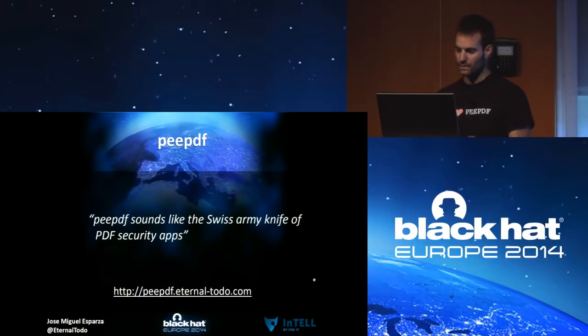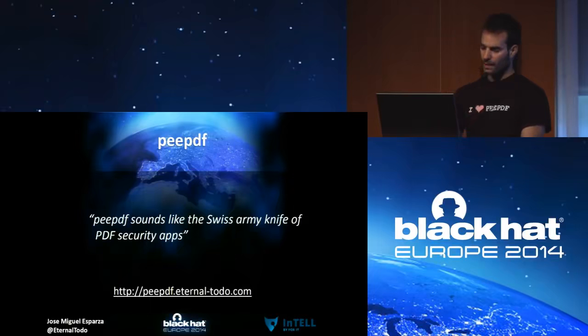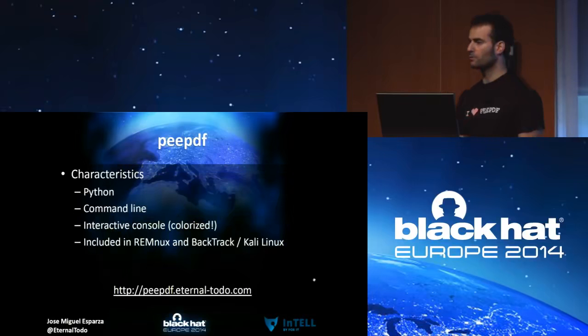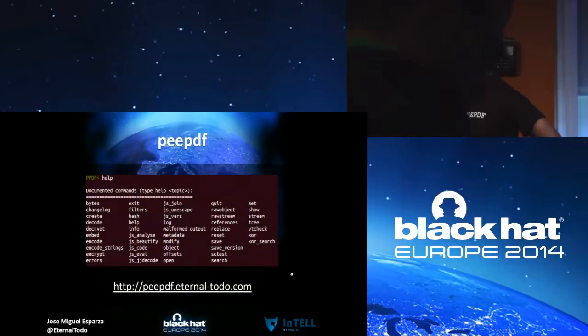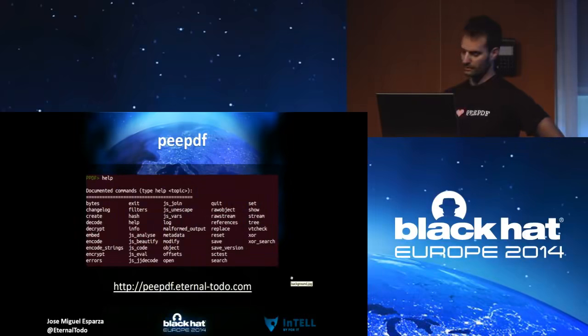So to analyze the PDF files, I use the tool that I wrote some time ago. That's called PDF. It's a Python tool with a command line. You have an interactive console, as you have seen before, with a lot of commands, with colors also. And this tool is included in Remnux. It was included in Backtrack, and now it's in Kali Linux. So these are all the commands that we can see that I will explain later.